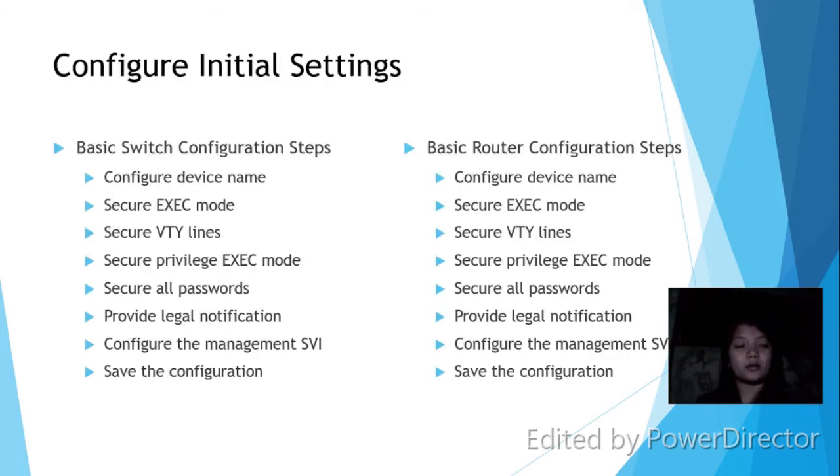Configuring a Cisco router: configure initial settings. The basic switch configuration steps. We will configure the switch first. First is to configure the device host name. The command for that is hostname, followed by the host name that you want.